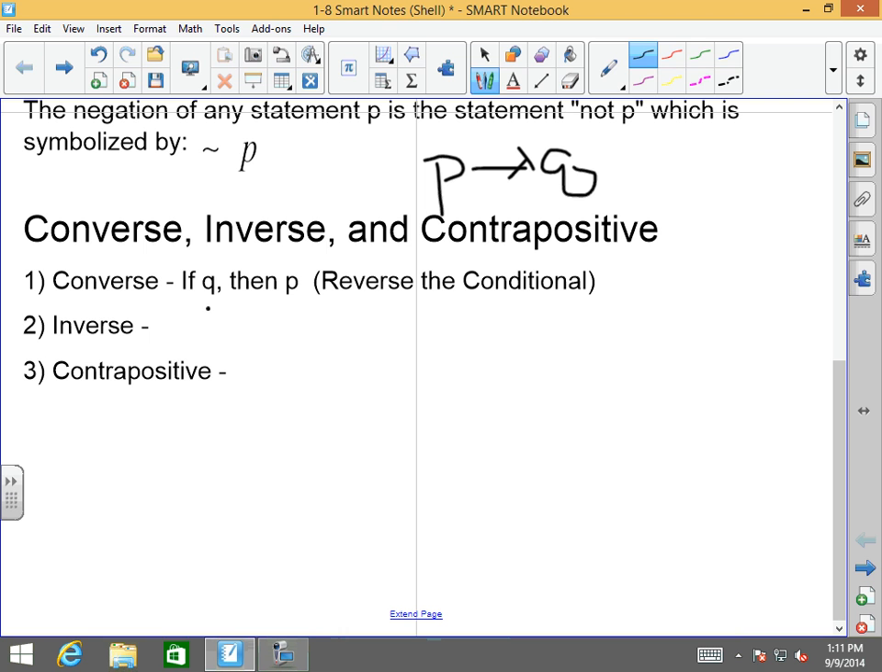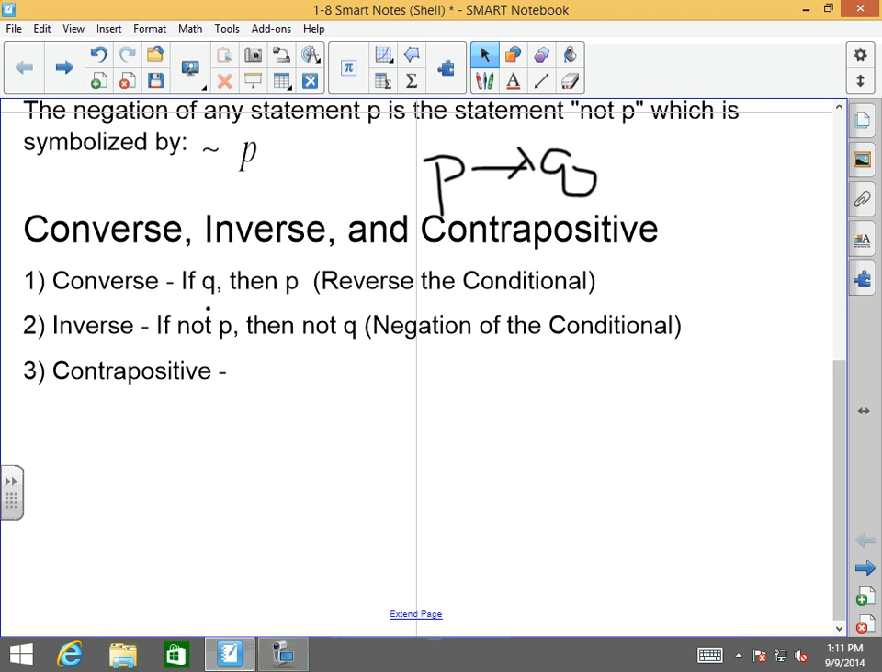The inverse is the negation of the conditional. It states if not P, then not Q. And I can symbolize that by just going like this: squiggly line P, then squiggly line Q. If not P, then not Q. It's a negation of the conditional.